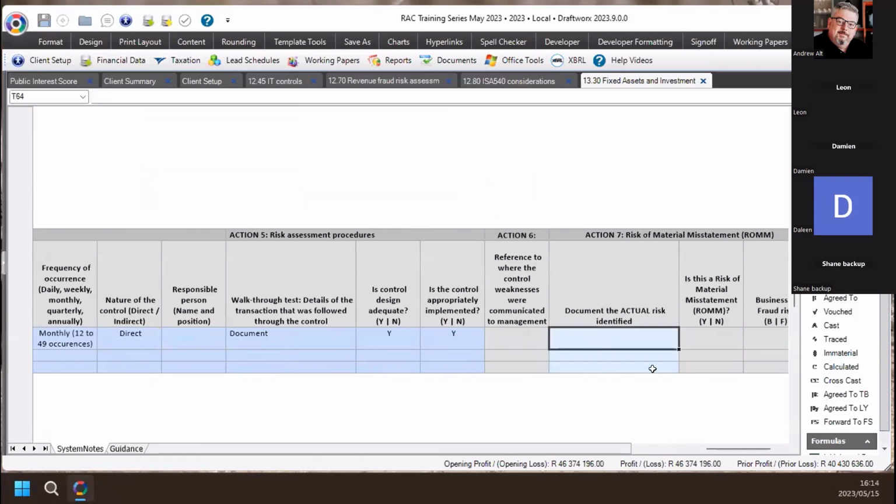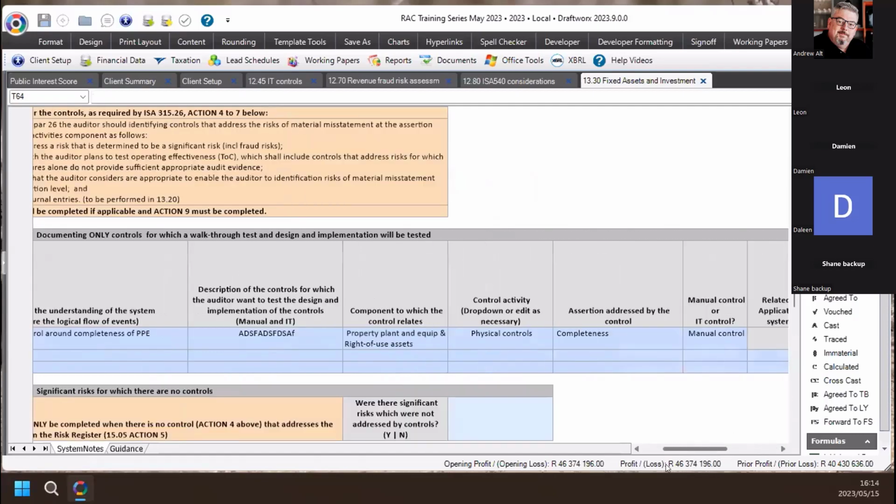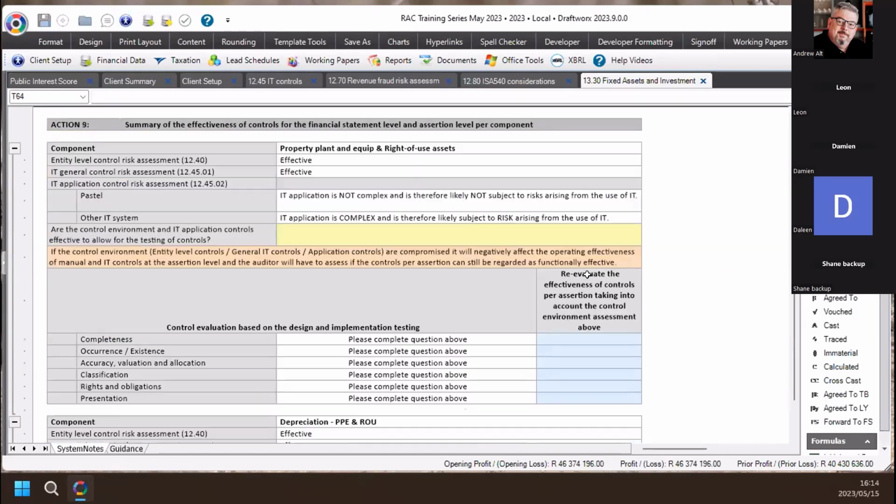Have you seen any risk? And again, is it a business or fraud risk if that's applicable? I'm not seeing any risk. What does this then do? It updates here.